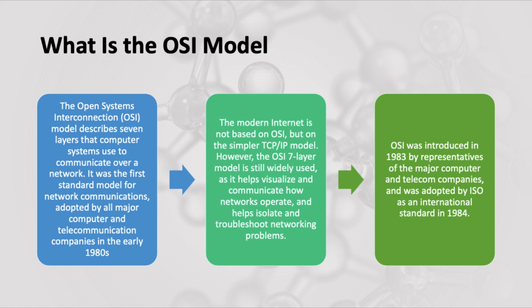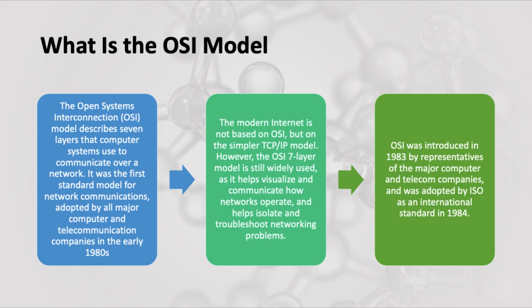The Open Systems Interconnection (OSI) model describes 7 layers that computer systems use to communicate over a network. It was the first standard model for network communications, adopted by all major computer and telecommunication companies in the early 1980s. The modern Internet is not based on OSI but on the simpler TCP/IP model. However, the OSI 7-layer model is still widely used, as it helps visualize and communicate how networks operate and helps isolate and troubleshoot networking problems.